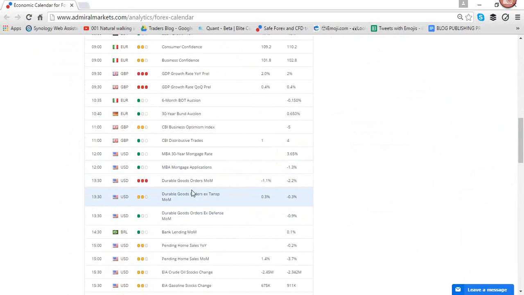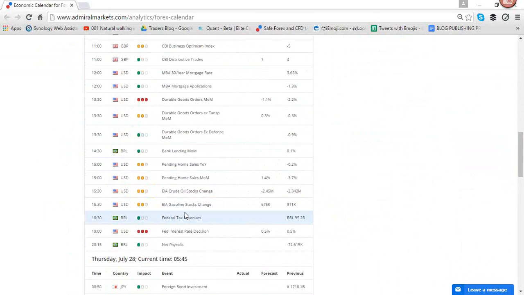We also have durable goods orders in the U.S., and tonight we got FOMC plus a rate decision, and everyone is going to be curious if there's going to be any signal about a potential rate hike in the near future, or perhaps later this year.